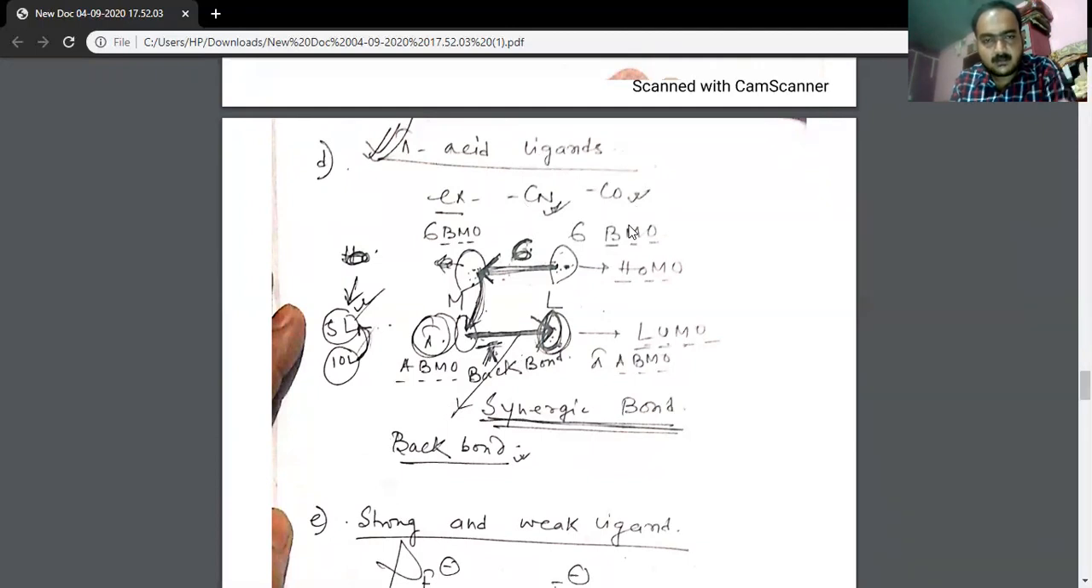So what happens? There is a porphyrin ring in hemoglobin. This porphyrin ring has a cavity in which the iron can sit. Iron is first in the high spin condition, but whenever oxygen is bound with the iron atom, it goes to the low spin complex, the low spin state.